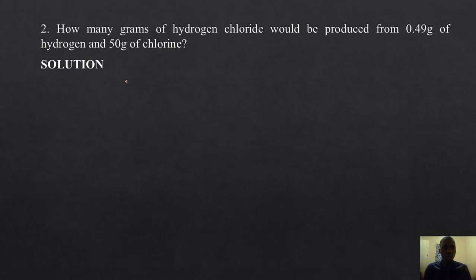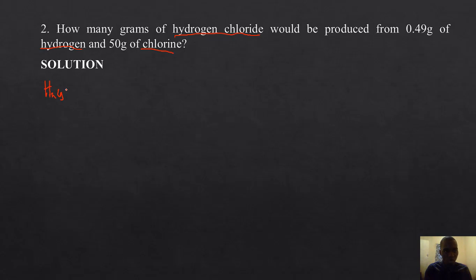Example 2 reads, how many grams of hydrogen chloride would be produced from 0.49 grams of hydrogen and 50 grams of chlorine? Alright, so the first thing is to write the balanced chemical equation. So here we know that the hydrogen is the one that is reacting with chlorine to produce hydrogen chloride. So we are going to write, this is hydrogen. Remember, hydrogen is diatomic. So this is hydrogen gas.